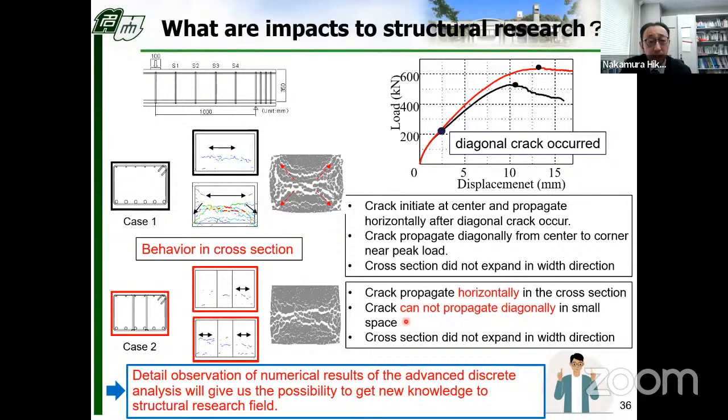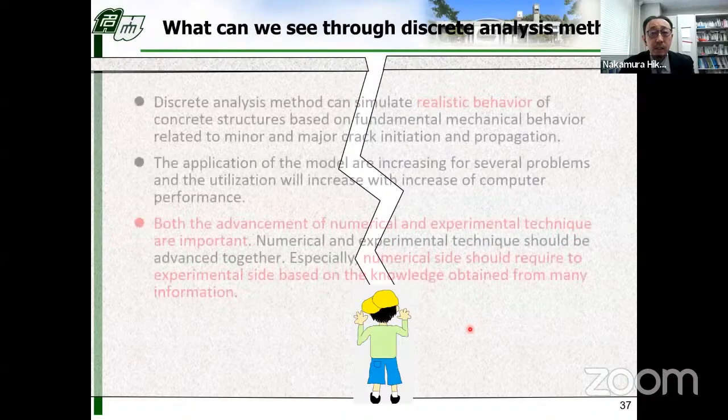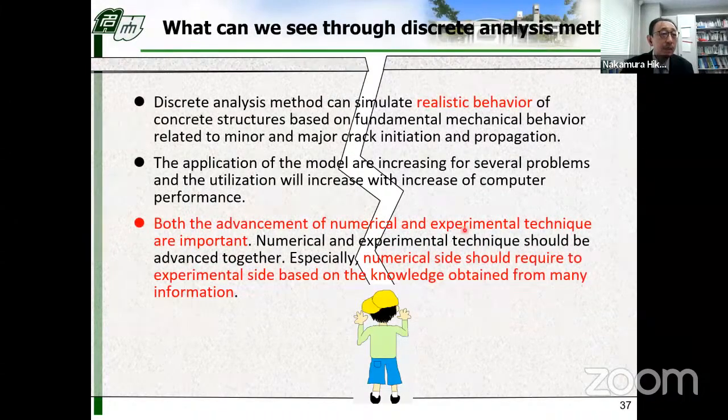The important point is that detailed observation of numerical results of advanced discrete analysis will give us the possibility to get new knowledge in the structural research field. So this is the final slide, and what can we see through the discrete analysis method? The discrete analysis method can simulate realistic behavior of concrete structures based on fundamental mechanical behavior related to minor and major crack initiation and propagation, naturally and realistically.